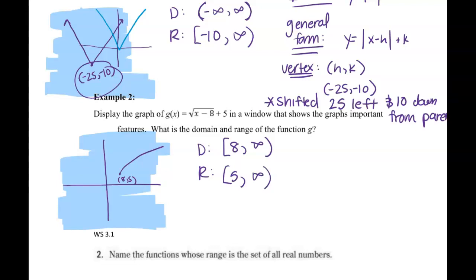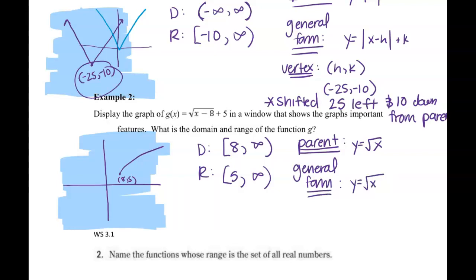Okay? And then our parent. It's pretty easy to see the parent when you have an equation, I think, because what do we see? We see a square root. So the parent is y equals square root of x. The general form, y equals square root of x minus h, so you subtract your h, plus k. In this case, it's not a vertex because only one point is coming off of it. So we're going to call it just an endpoint, and it's 8, 5. And so that's like our h, k, okay? So it was x minus 8 plus 5 instead of x minus h plus k.